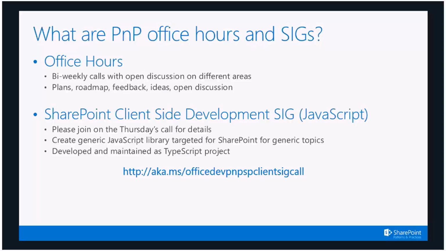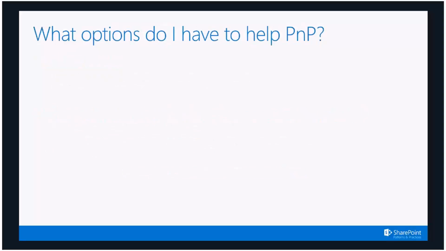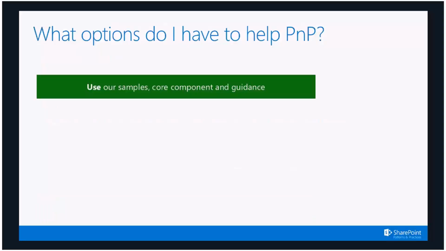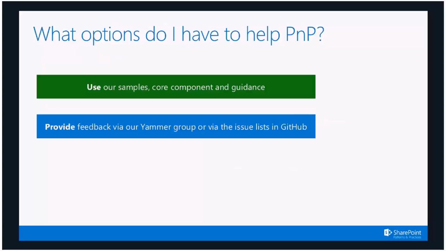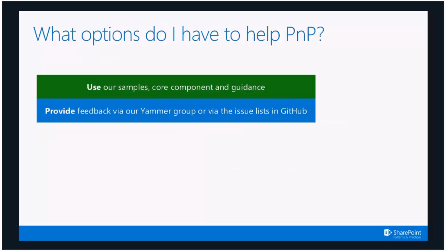Moving on, what options do I have to help with the PnP initiative? Obviously you can use our samples, the JavaScript core component, the .NET core component, or our guidance in MSDN or within the other resources. You can provide feedback using the Yammer group. I should have actually changed that, because the Yammer group will be killed quite soon, which is slightly unfortunate. There's a slide coming up on that one in a second.